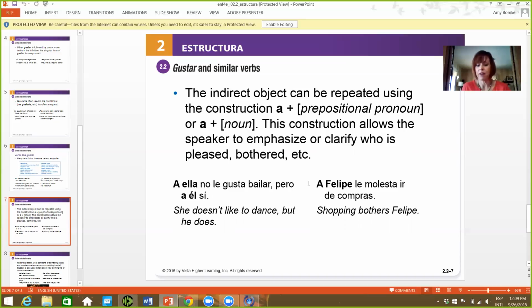Okay. A Felipe le molesta ir de compras, shopping. So going shopping bothers him. And Felipe is clarifying that. So again, that's a different structure than in English as well. In English, we would not say the word him and Felipe. We would use one or the other. But in Spanish, with this construction, you can get rid of the Felipe, but you can't get rid of the le. So if you already have some context, if we've been talking about Felipe, then we can leave his name out.